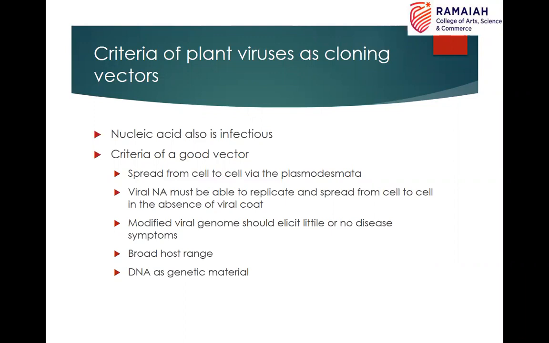So these are all the criteria a virus needs to fulfill so that we can use that virus as a cloning vector. What are the criteria? It should be able to spread from one cell to another cell via plasmodesmata, and the nucleic acid of this virus should be able to replicate and spread from one cell to another cell even in the absence of viral coat, and the modified genome should not elicit any disease symptoms. It should have a broad host range, and preferably it should have DNA as its genetic material.